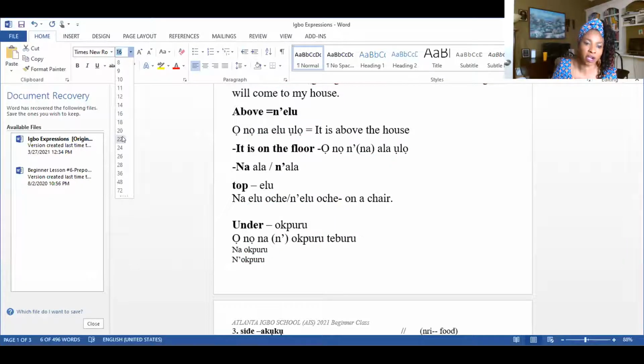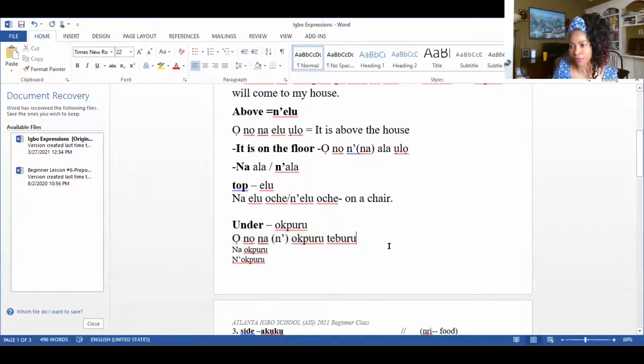Because there's no other word they call it. This is what we know, how it's called, or how it's pronounced. Teburu, not table. This is the Igbo way, teburu. Don't spell it the English way. Okay, so onona okuru teburu. It is under the table. So that's how you say it. But this is how you spell table in Igbo. Okay, so the keyword here is okuru.